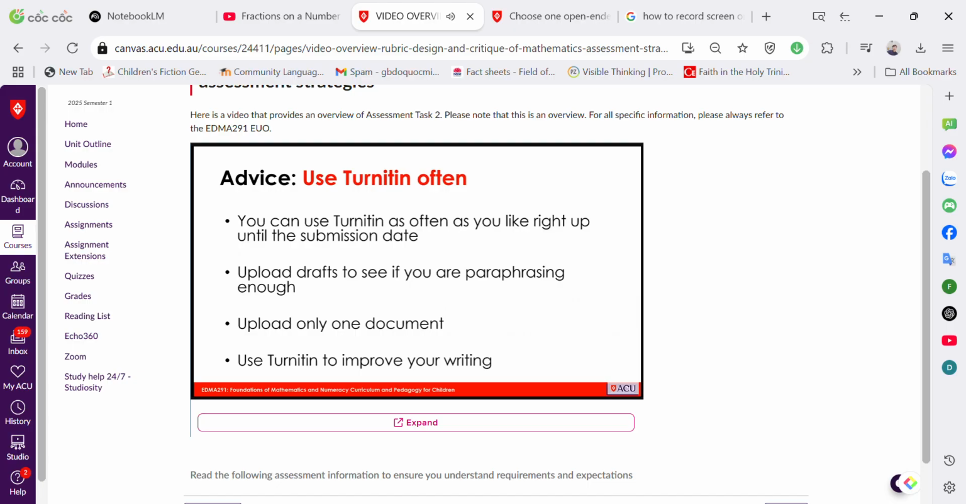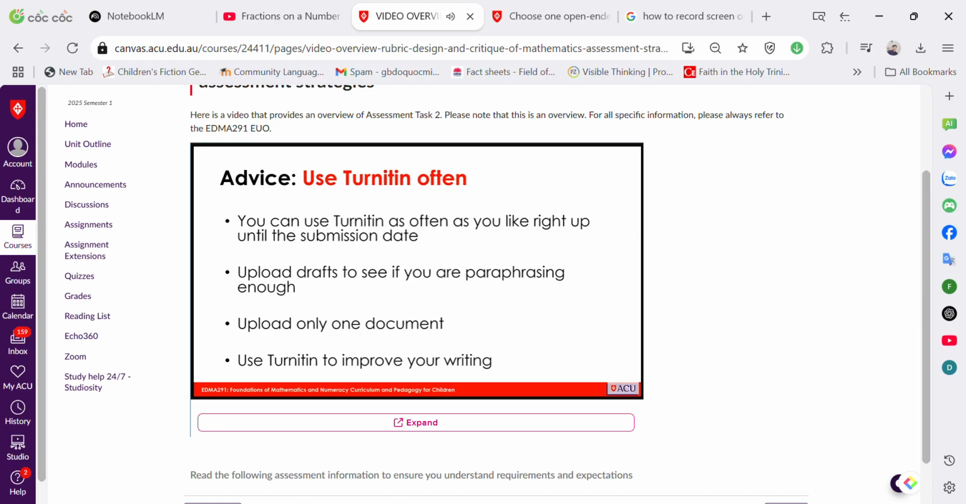As always, use Turnitin often. You can use it as often as you like up to the submission date, and you can upload drafts to see if you are paraphrasing enough. This is really important because we are being asked to be more vigilant about cheating and plagiarism because there's been an increase of that. I've shared not to use artificial intelligence because it is actually coming up on our Turnitin reports, and we can actually see who is using artificial intelligence. The university is starting to develop a response to this, so we want to avoid that. So please, I beg you not to use that, because we don't want to chase you up if there are any issues around that.